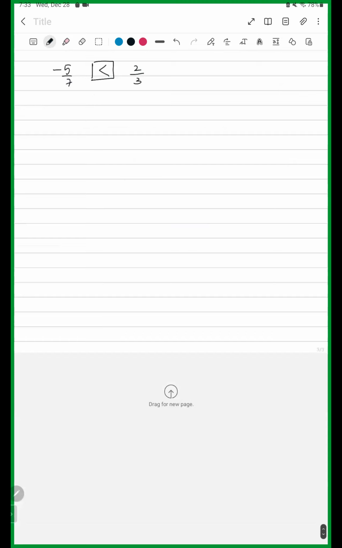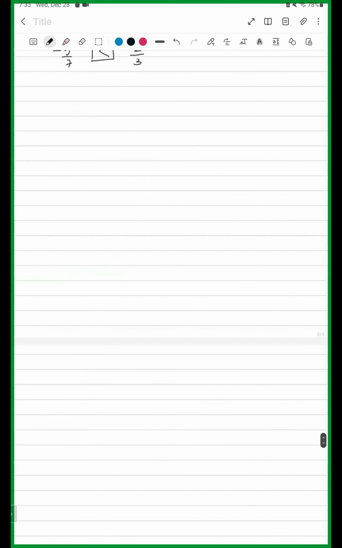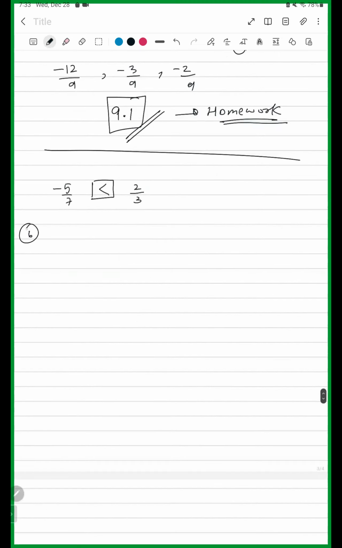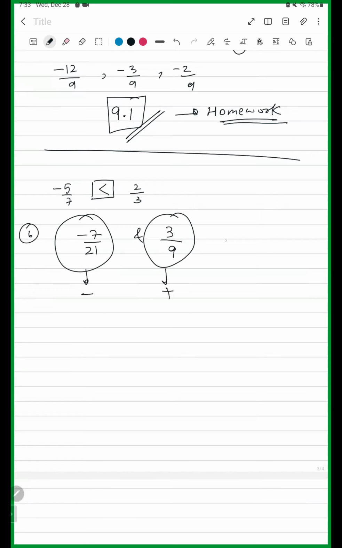Now let's talk about question number 6. Which of the following pairs represent the same rational number? For example, let's take the first one. Minus 7 by 21 and 3 by 9. Do you think these two are the same rational number? Do you think they're both equal? No. Obviously not, because this one is negative and this one is positive. The question is saying represent the same rational number, which means are they equal? That's what it's saying.